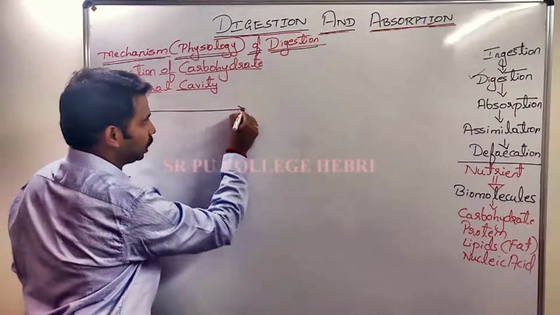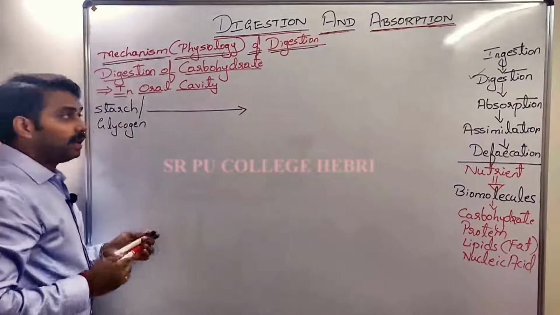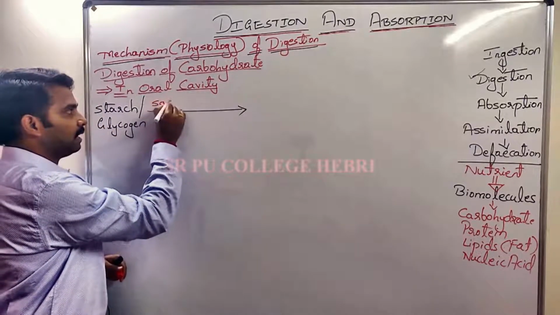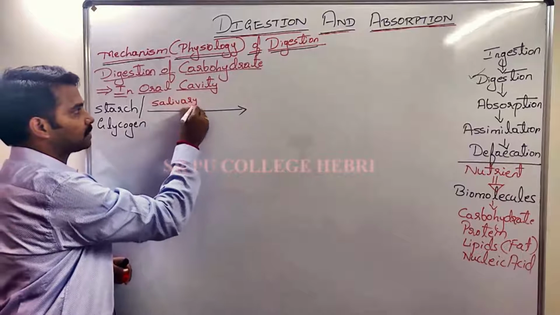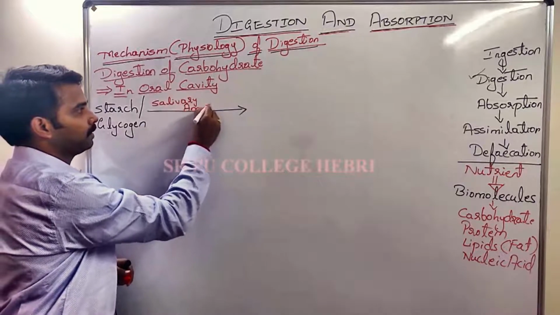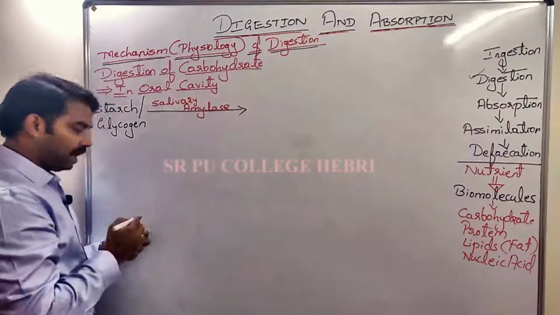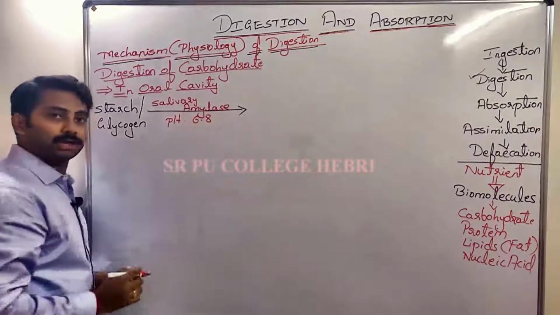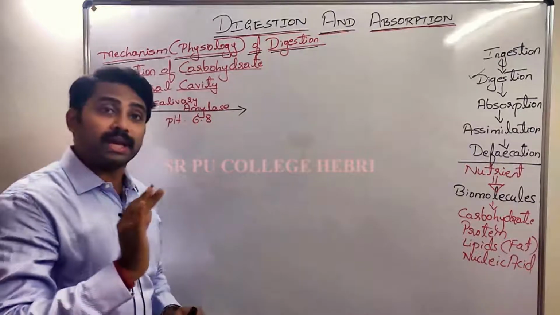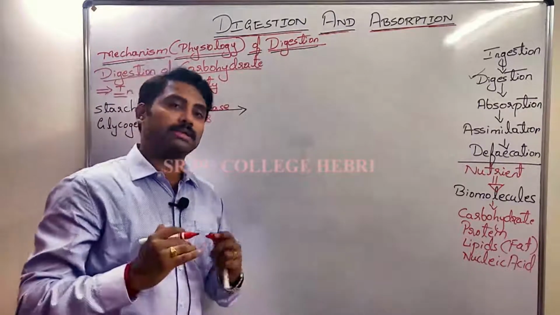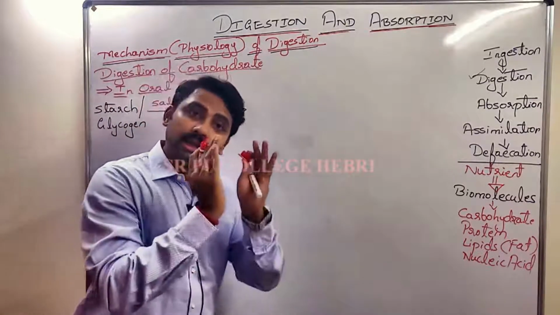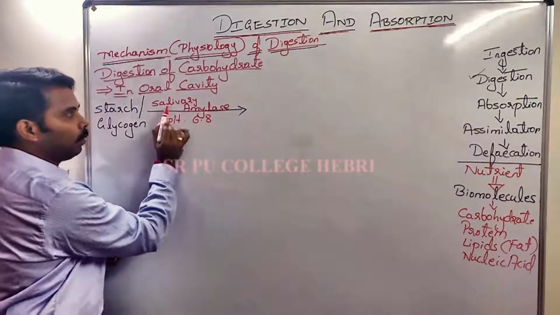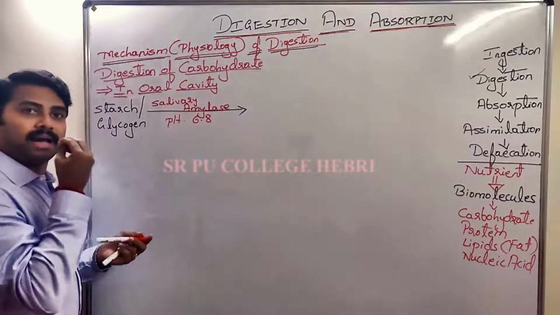Try to understand the concept. In the oral cavity, in the presence of an enzyme called, what is that? Salivary amylase. The enzyme salivary amylase works at a pH, I told you the pH. What is the pH? The best pH. We can say optimum pH. Dear students, what do you mean by optimum? The best pH for the activity of an enzyme. What is that enzyme? Salivary amylase.